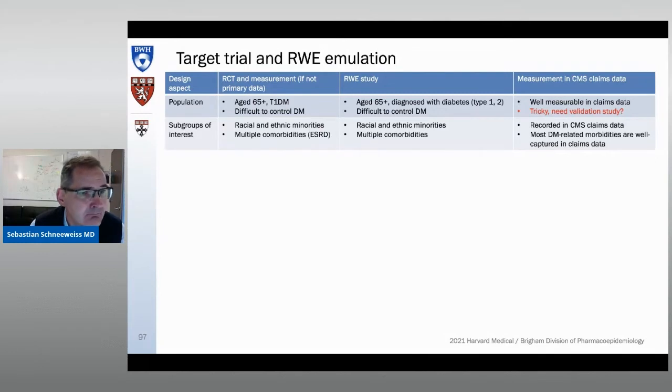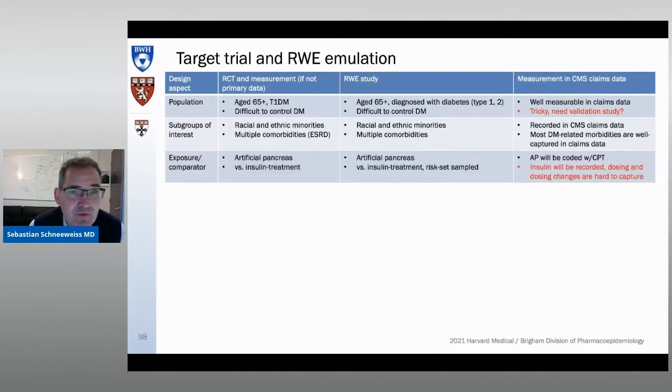Next slide, please. We need to now identify the exposure and comparison group. The artificial pancreas, I assume we can identify through CPT codes. There's a procedure code. Somebody needs to implant this thing, and that generates that code, and it should be very much identifiable with high sensitivity and specificity. The comparison group, well, it's insulin treatment. These are type 1 diabetes patients.